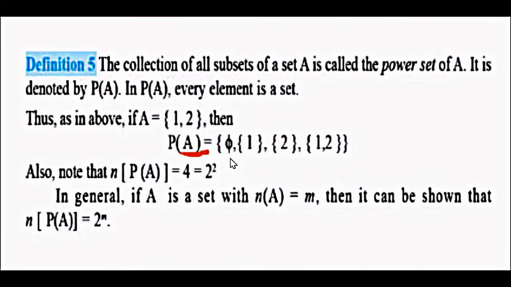So how did you get these four elements? You might be aware of the cardinality n(A) we have introduced earlier. If n(A) is equal to m, here the number of elements is 2. So we take 2 to the power m. In this case m is 2, so 2 to the power 2, which is 4. That is why the cardinality of this power set is 4.